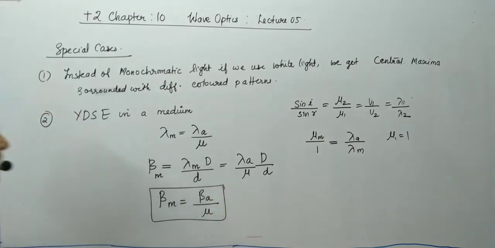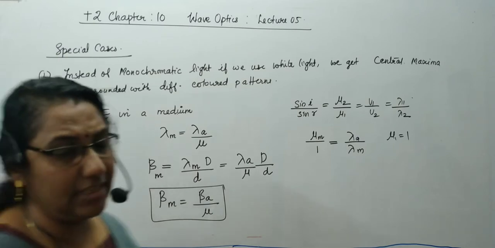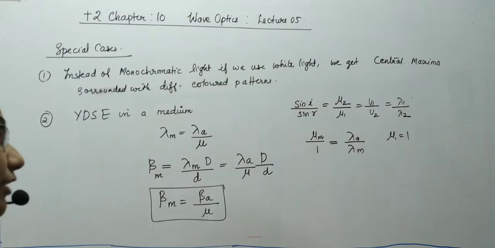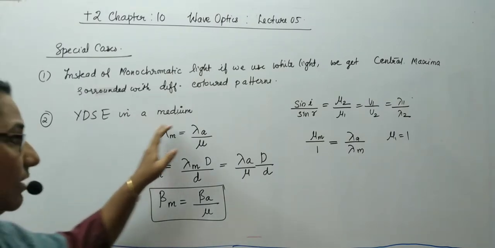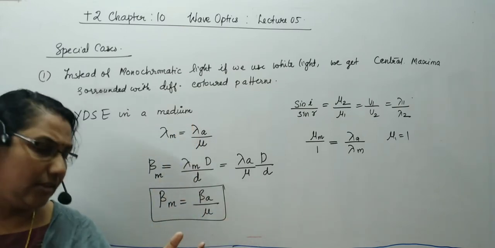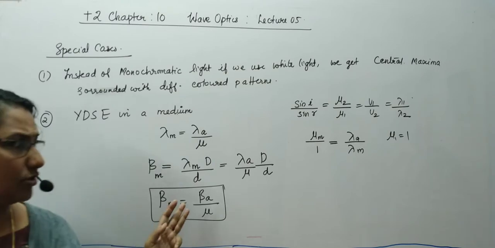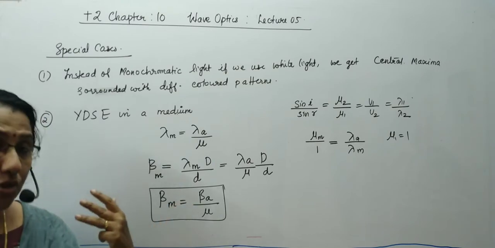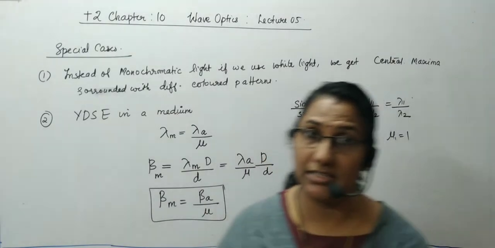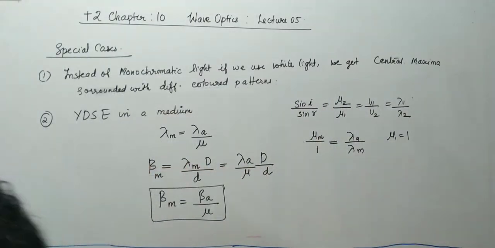Okay. Clear? So instead of monochromatic light, if we use white light, we will get a central maxima surrounded with different colored patterns, fringes. Then if the YDSE is conducted in a medium, the bandwidth, everything, the position of the nth bright band, there is also lambda present. Okay, so the position of the nth bright band, the position of the nth dark band, the width of each bright and dark band, everything decreases by the factor mu.